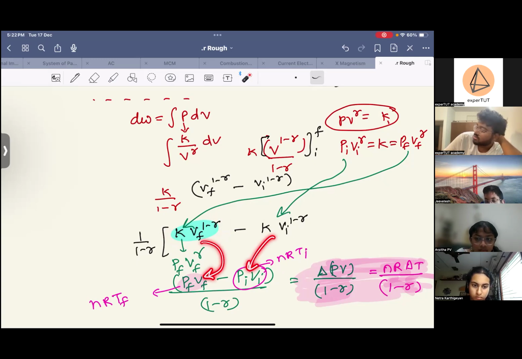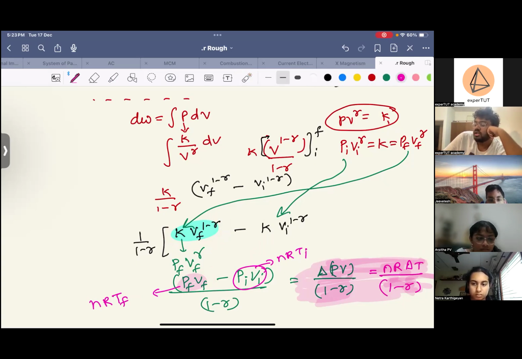Okay, so this is nothing but delta of PV. Now this PF VF from ideal gas can also be written as nRTF, ideal gas. Okay, so PI VI is nRTI. So this is nR (TF minus TI). So it is also nR delta T. Understood? Okay.